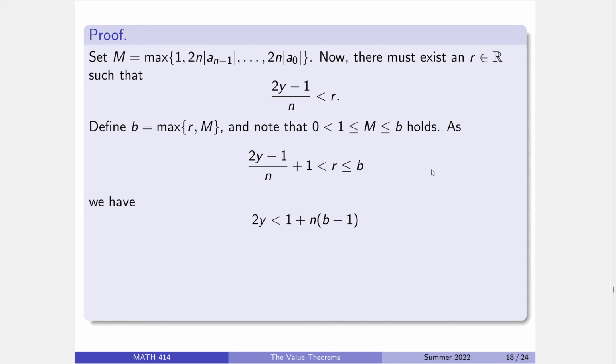There we go. Let's get that in there. There we go. There was supposed to be a plus 1 there. Again, this is just some real number, so there's an r bigger than it. All right, r is less than or equal to b. So I could subtract the 1 over, I can then multiply by n, and then I can add 1 over, and I have 2y is less than this.